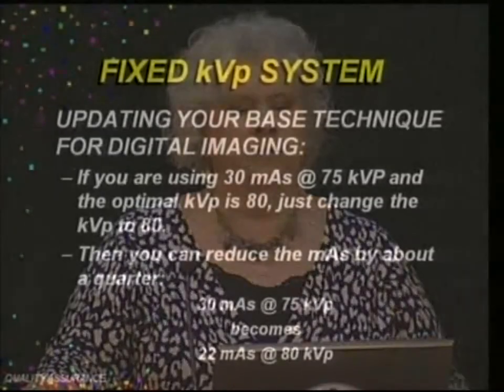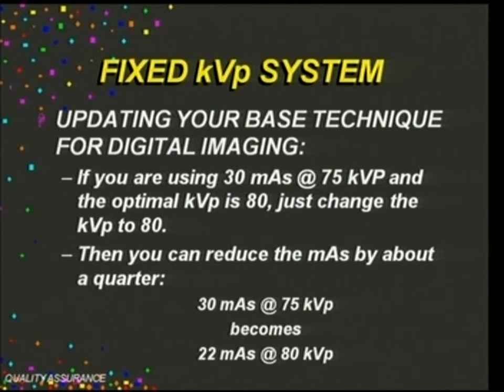If you come away with nothing else today but that, you'll have delivered lower patient dosage tomorrow or Monday than you did on Friday. All right, so if you're using something like 75 kV and the optimal is 80, instead of halving and doubling your mass, you can go up or down a quarter of the mass.